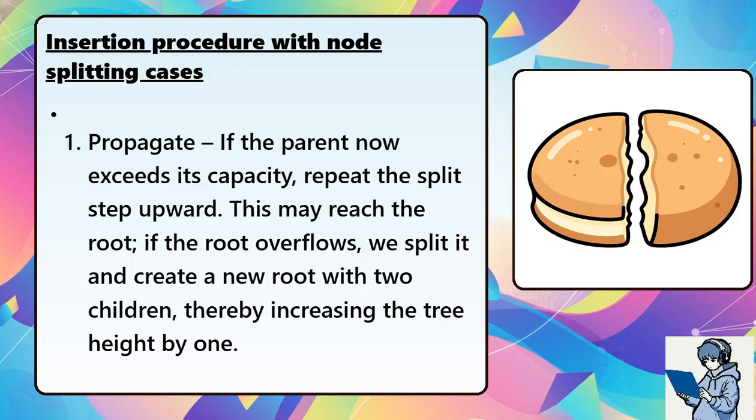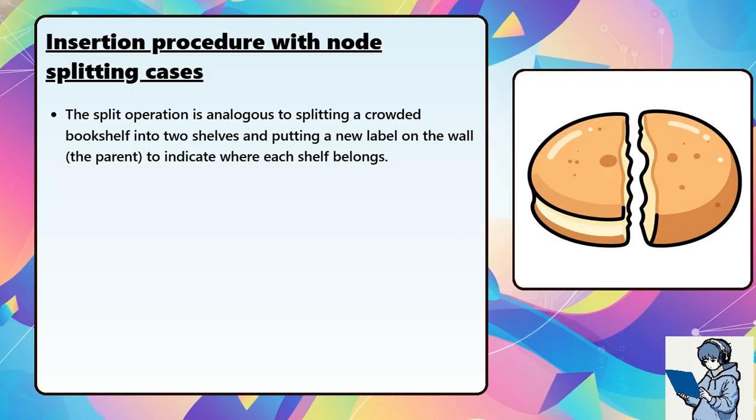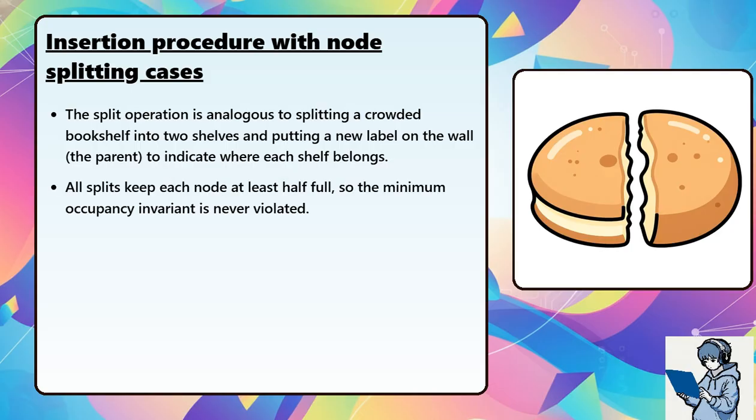If the root overflows, we split it and create a new root with 2 children, thereby increasing the tree height by 1. The split operation is analogous to splitting a crowded bookshelf into 2 shelves and putting a new label on the wall, the parent, to indicate where each shelf belongs. All splits keep each node at least half full, so the minimum occupancy invariant is never violated.